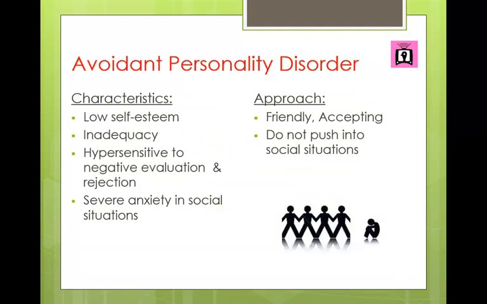The first disorder is avoidant personality disorder. These people usually have a very low self-esteem. They're socially inept and they feel inferior. They have poor self-confidence.